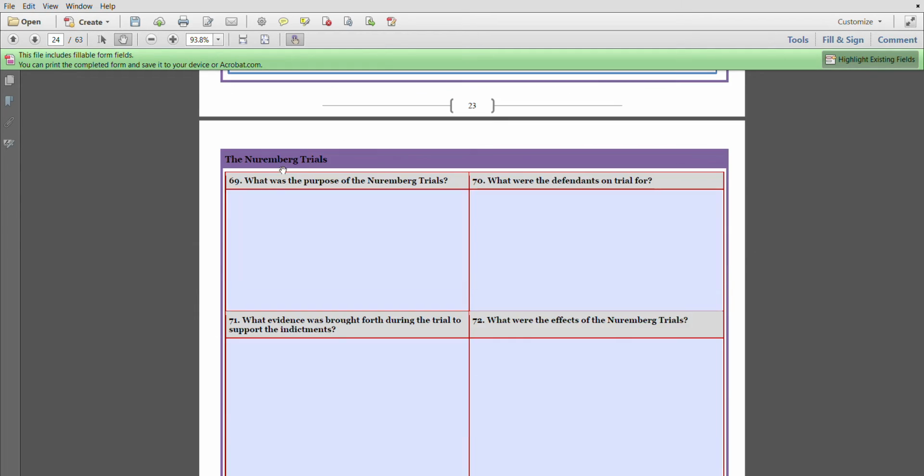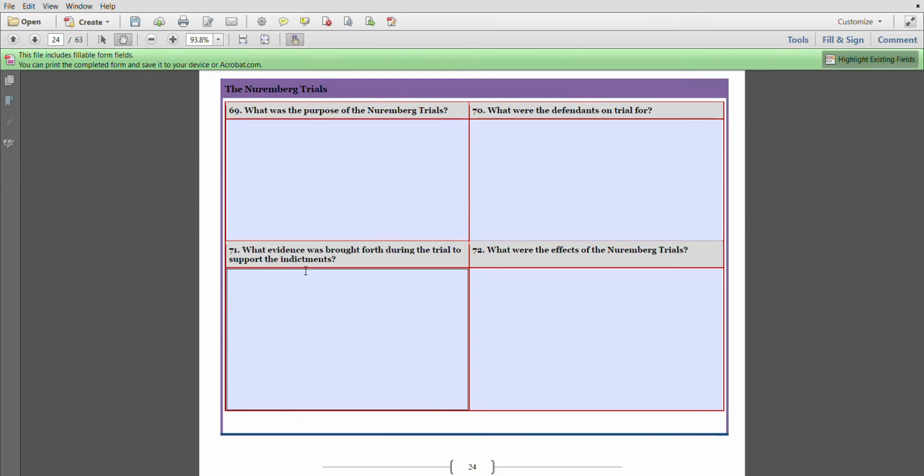The Nuremberg Trials, question 69. What was the purpose of the Nuremberg Trials? 70. What were the defendants on trial for? 71. What evidence was brought forth during the trial to support the indictments? And 72. What were the effects of the Nuremberg Trials?